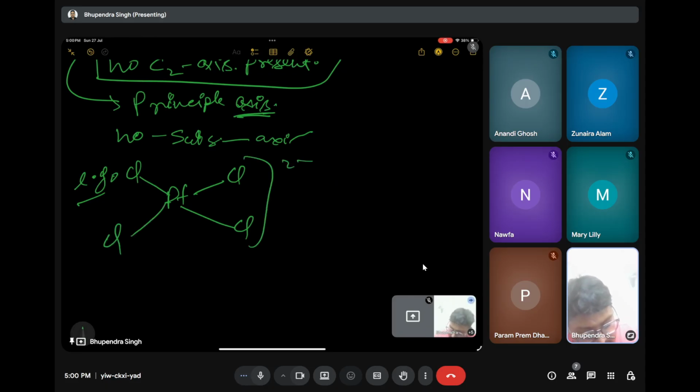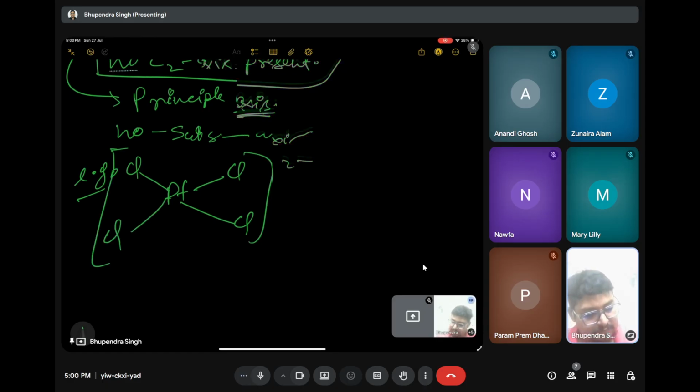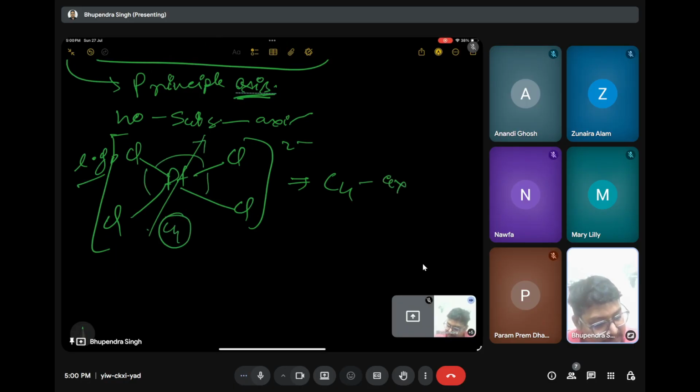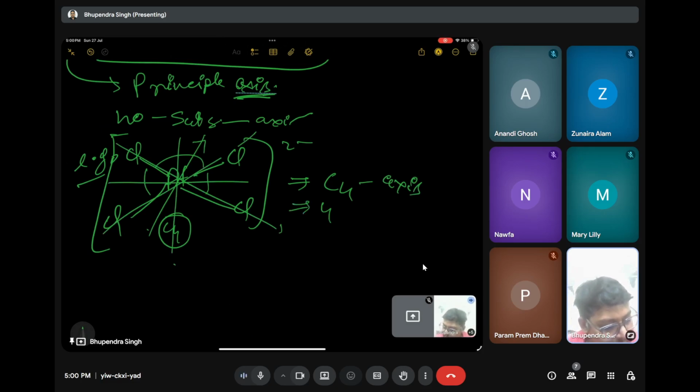Okay, this is PtCl4. In that example, if you remember correctly, I said that a C4 axis is present because this is a planar molecule, with 90 degree, 90 degree, 90 degree angles. The C4 axis is present, and C2 axes were here, here, here, and here. So 4 C2 axes were present.